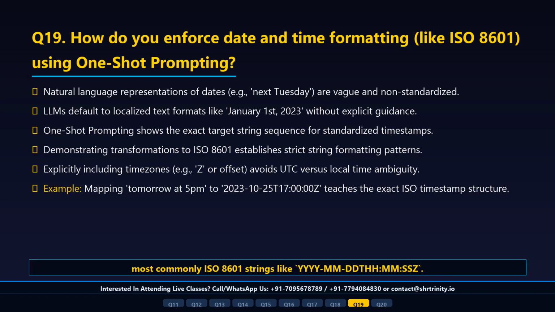In our prompt, we provide an example input containing the natural language text tomorrow at 5 p.m. The paired example output is explicitly formatted as October 25, 2023 T 17 hours Z. Notice what the model learns from this single pair. It learns to convert relative time words into absolute calendar dates, convert 12-hour clock times into 24-hour military time, add standard T separators, and append UTC-Z time zone markers. When the model processes the actual task input, it mirrors this exact transformation logic, giving your backend perfectly parsable ISO timestamps.